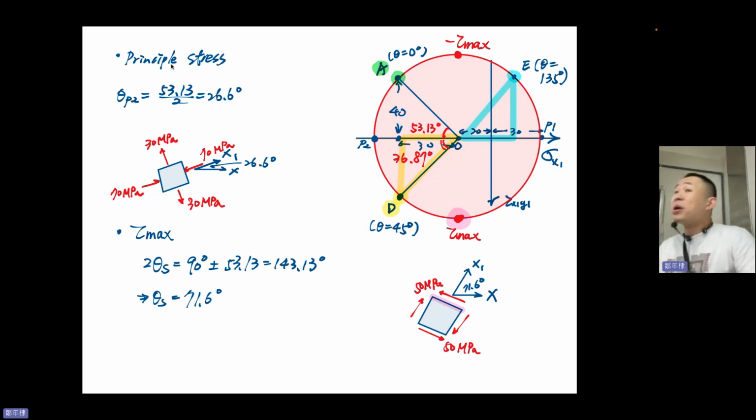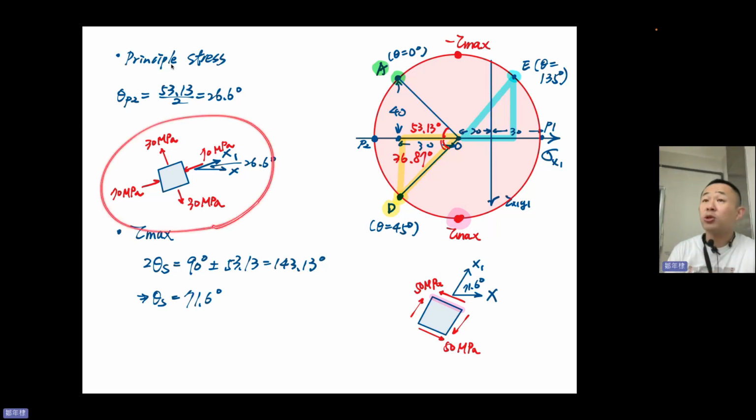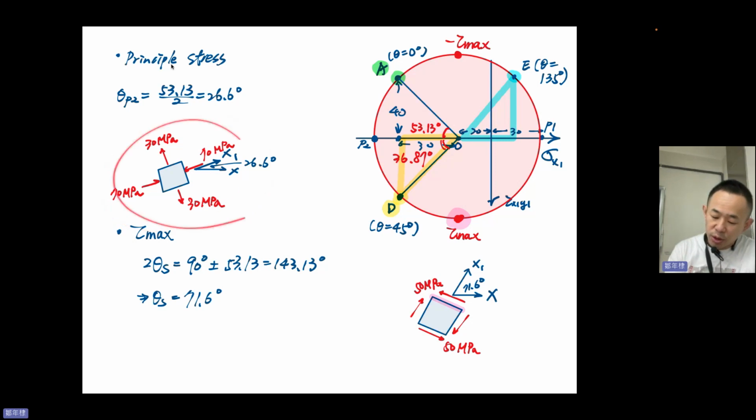No, because when the maximum shear stress occurred, we still have sigma x1. Unlike principal stress, if principal stress occurred, no shear stress. You see, they are all on the tau x1y1 equal to 0 axis, right? So what will it be? Let's take a look. What is the sigma x1?